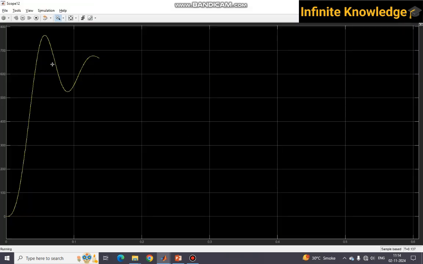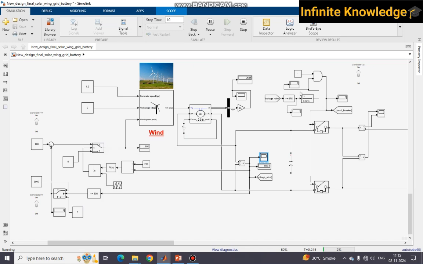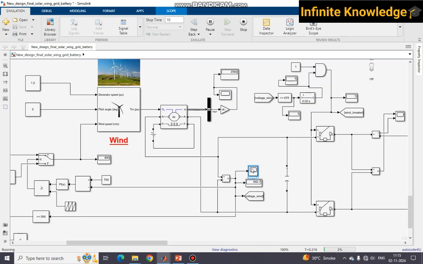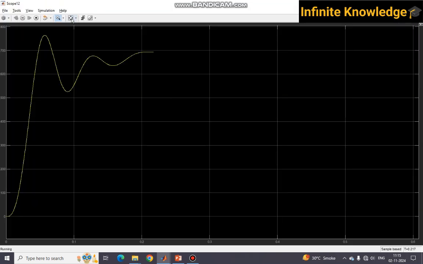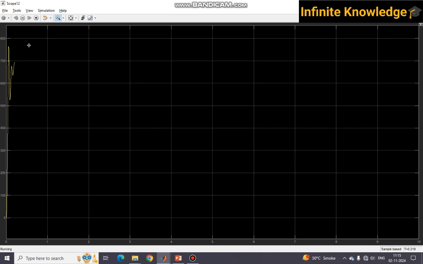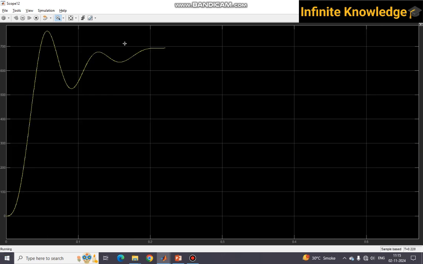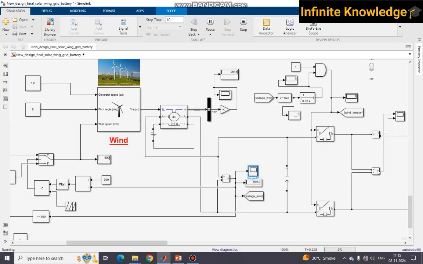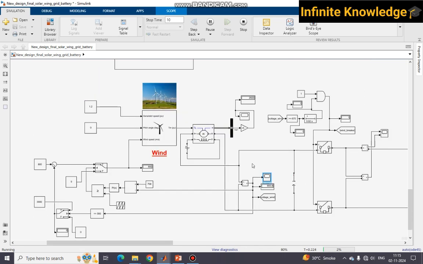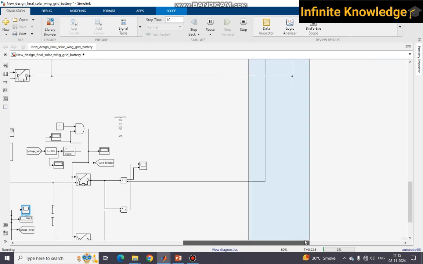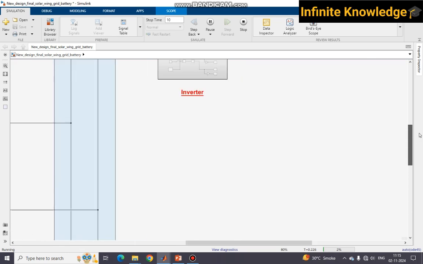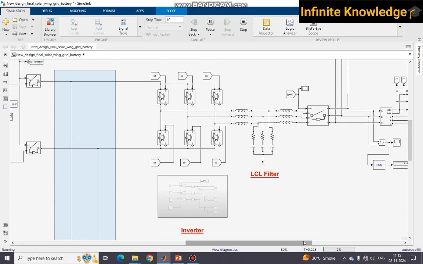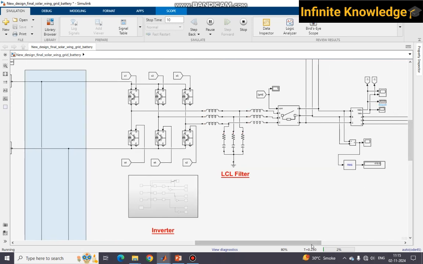When there is PID tuning, it's stable out after some time. Okay, so finally you can see here our wind breaker is also in the closed condition and our PID tuning is also, I think, successfully completed and has come to one stable position. At this moment wind is supplying power to our load and solar is also supplying power to the load, and voltage is nearly 420 volts.